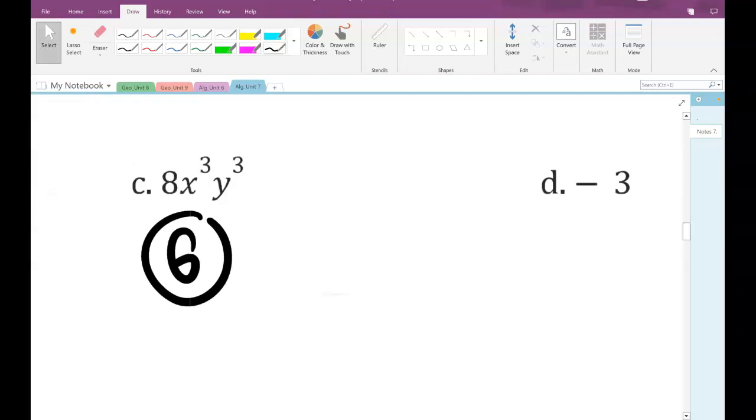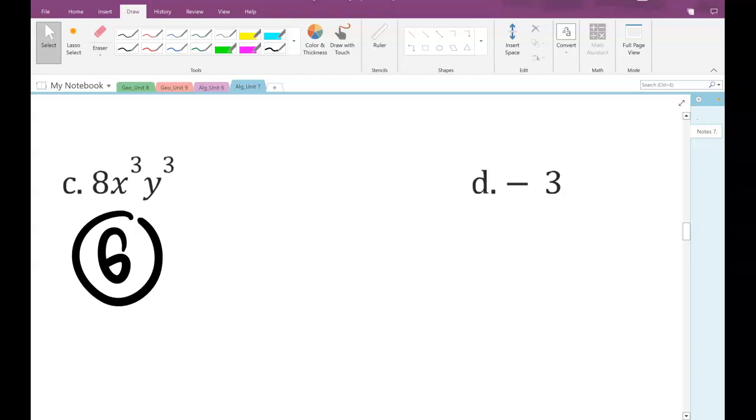ABC, let's do D now. A constant, negative 3 is a constant. Negative 3 never changes. It's always negative 3. So 0.